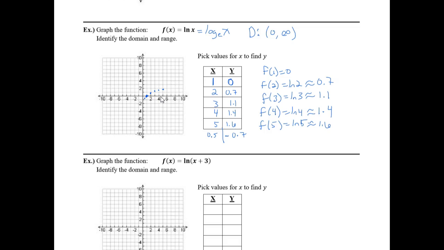Remember, this is a log, and logs should have this general shape. And that's exactly what we're getting. It's going to get close to the y-axis, but never cross it. And then it's going to go up kind of gradually this way. So our range for a log is negative infinity to infinity. And this is a log without any shifts, right?